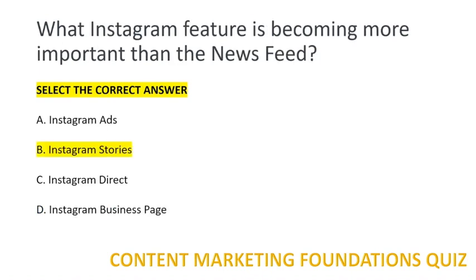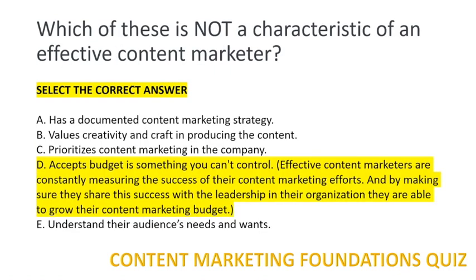What Instagram feature is becoming more important than the news feed? B. Instagram stories. Which of these is not a characteristic of an effective content marketer? D. Accepts budget is something you can't control.